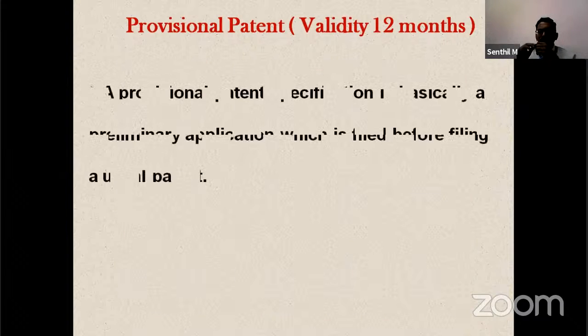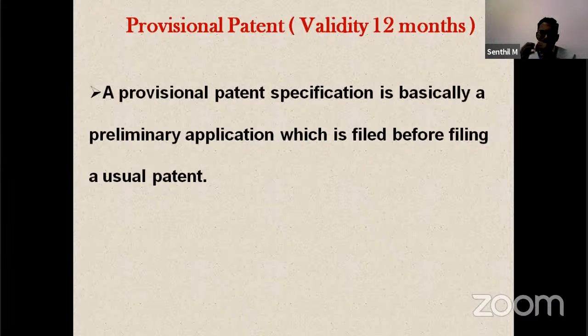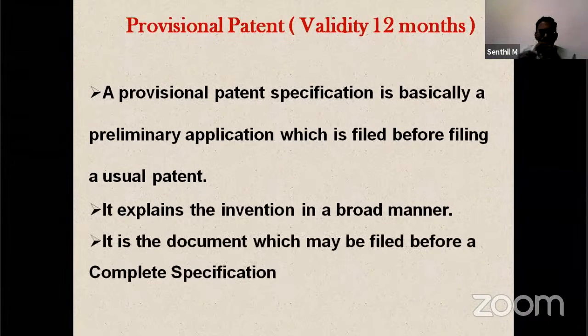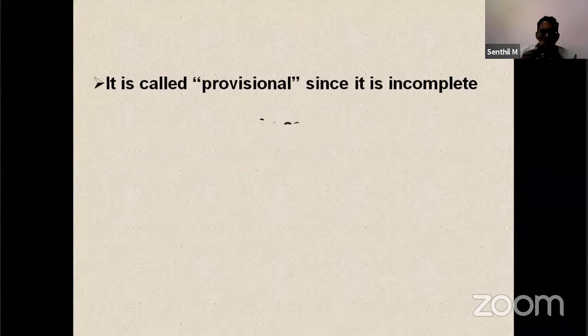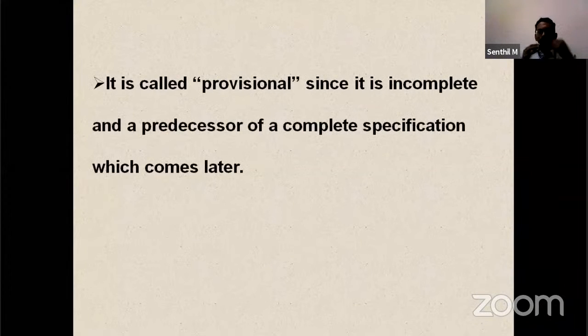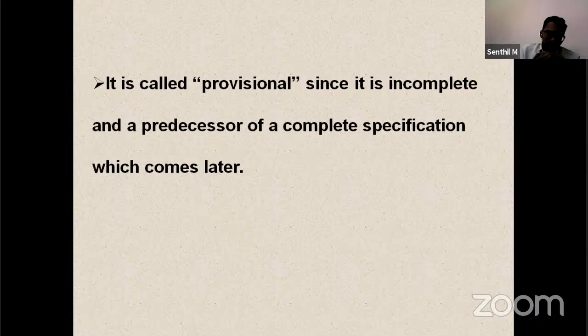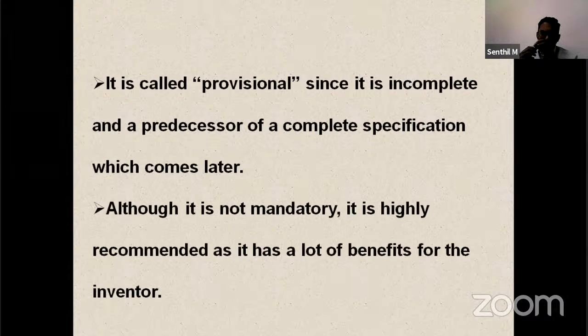Simply put, a provisional patent specification is a preliminary application which is filed before filing a usual patent. It explains the invention in a broad manner. It is a document which may be filed before a complete specification. It is called provisional since it is incomplete. Within 12 months, we have to file the application with complete specification. Either it might be a drawing, formula, or the process. We have to completely disclose the invention, although the provisional step is not mandatory.